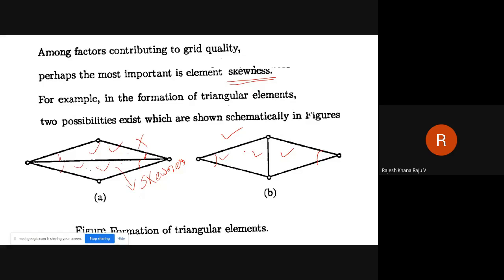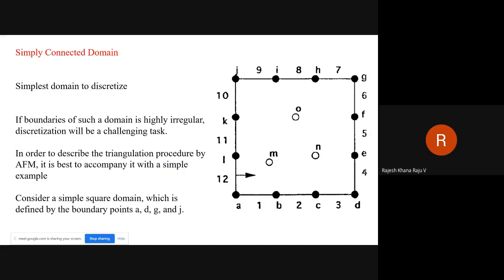Now let us see the algorithm for this advancing front method with the help of a simple figure. We will take a simply connected domain. That means there is no external boundary within the domain. That means if you squeeze this boundary, it will end up with a point. So that's the meaning of simply connected domain. Let us say the nodalization is over for this one. We will select a rectangular domain, and these 12 edges are there on the boundary.